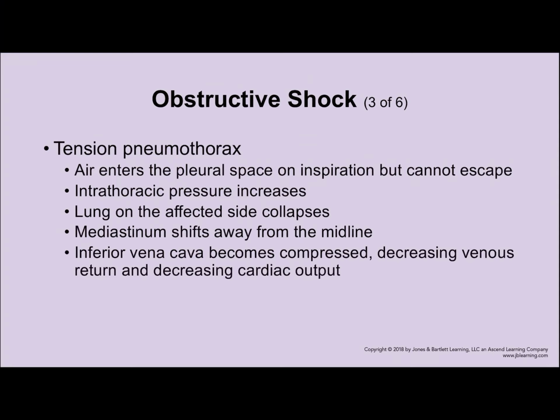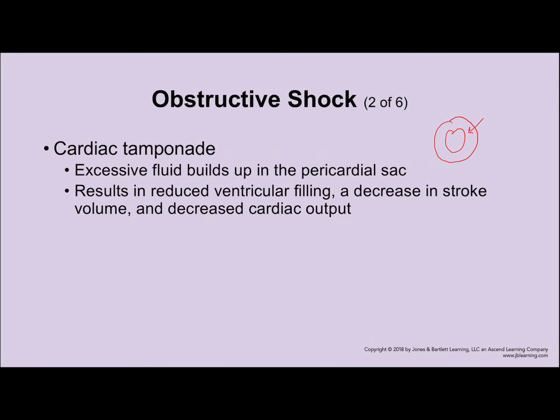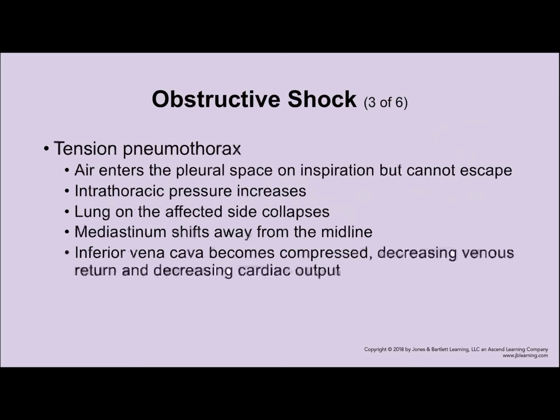Another type of obstructive shock we'll talk about is tension pneumothorax. Whereas cardiac tamponade was looking at excess fluid building up around the heart, tension pneumothorax is excess air building up around the lungs. Air can enter the pleural space around the lungs, and this is all contained in the thoracic cavity. The thoracic cavity contains both the heart and the lungs, and so their pressures are very closely tied to each other. When air enters that pleural space, it can sometimes enter but have no means to escape. So if you have a small leak, either by trauma or surgery or other means, air can get into that space outside the lungs, then have difficulty escaping.